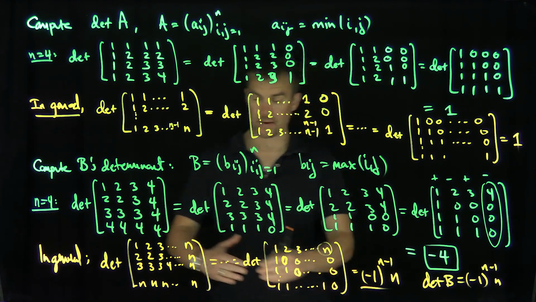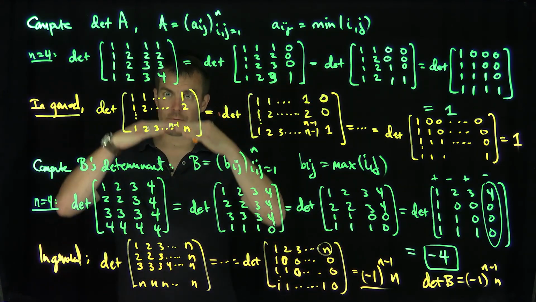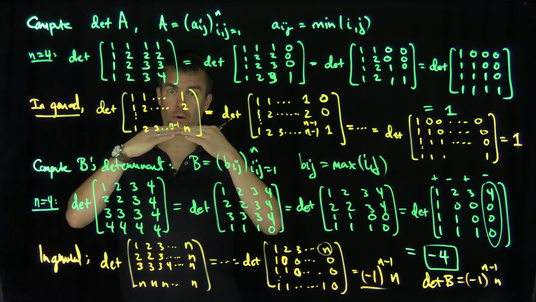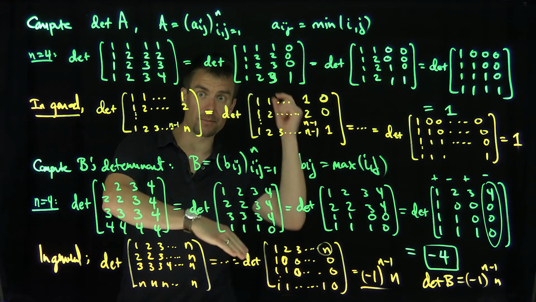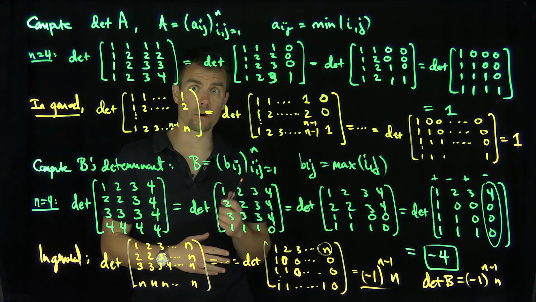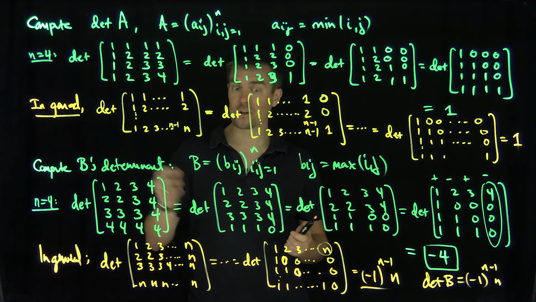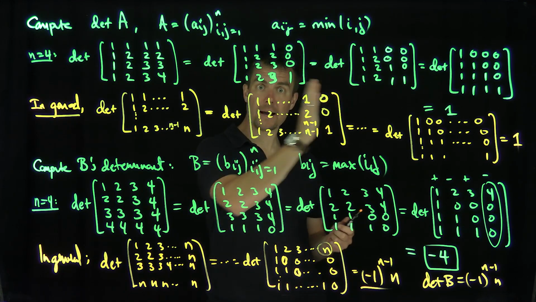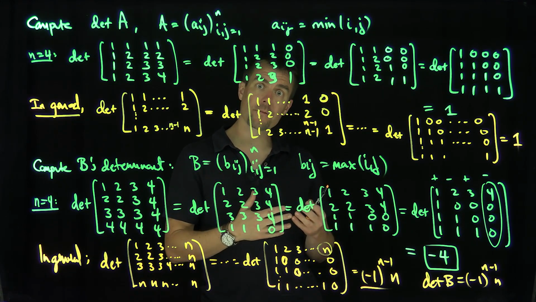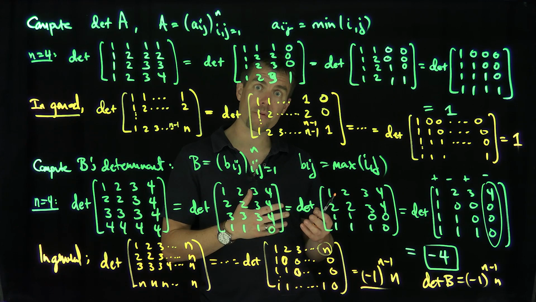So this is the general methodology. You just subtract every row from the row above it, and it will turn into a lower triangular matrix times one element in the very top right corner. And that figures out the way of computing B's determinant when B is the maximum of the row and the column number. And then similarly, doing it by column operations, we can compute the formula for the determinant of the minimum of the row and the column number.